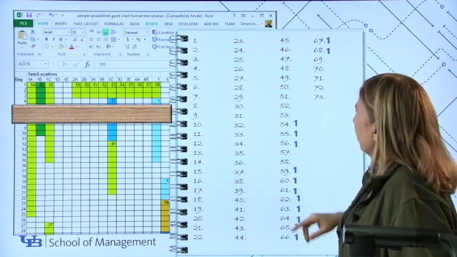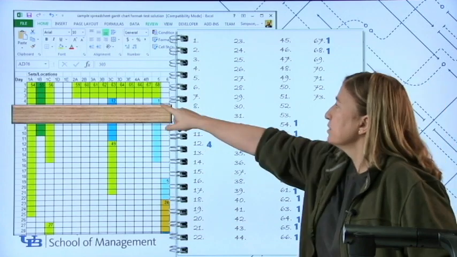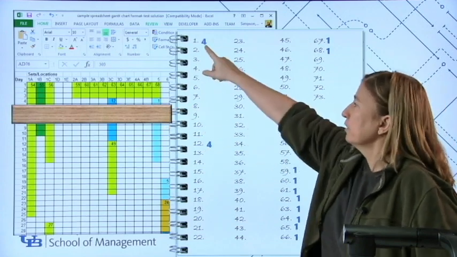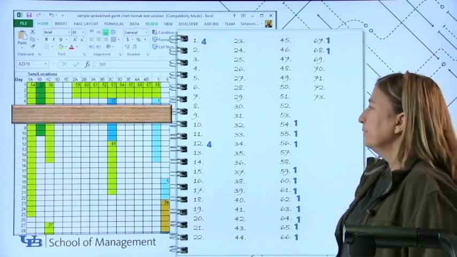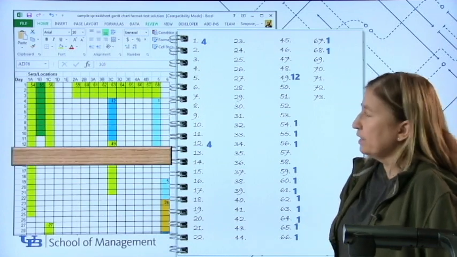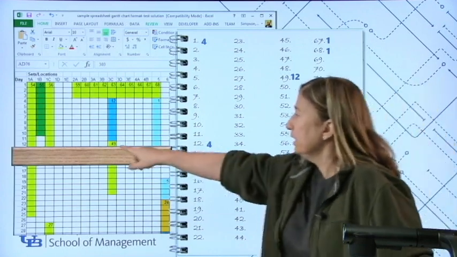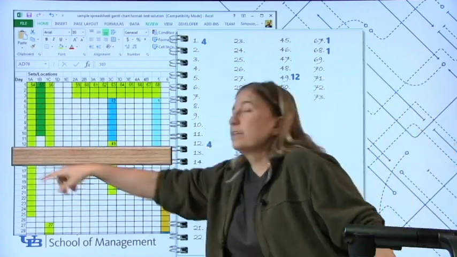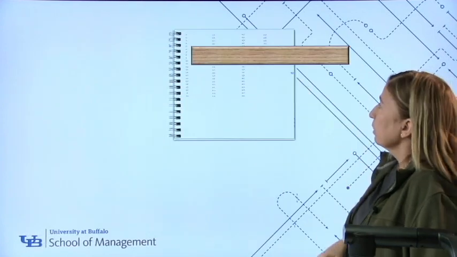That's task 12, right? Starts on day 4, fill it in. This is task 1 here, starts on day 4, right? Fill that in. Slide the ruler down. Oh, looks like the next task to begin is 49. And what day is that? That's day 12. So I would fill that in.